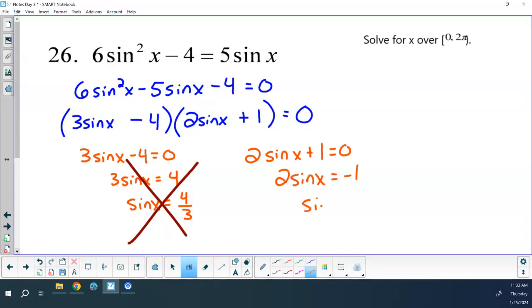You want the answer to be pi over 6. However, it's not, because it's 7 pi over 6 and 11 pi over 6.